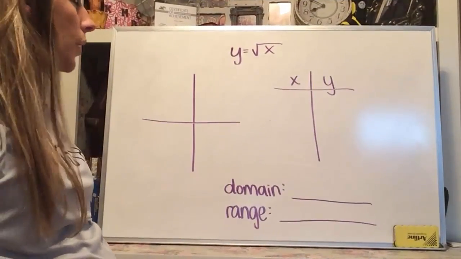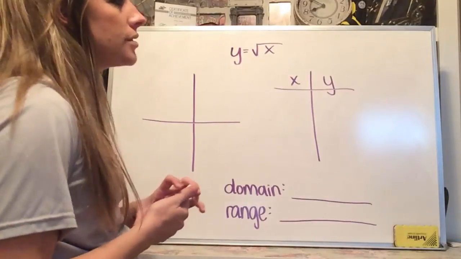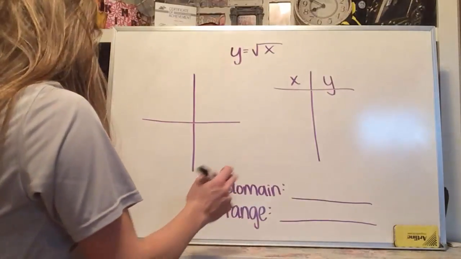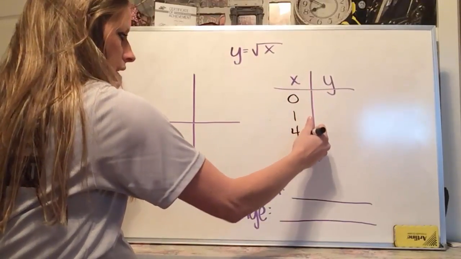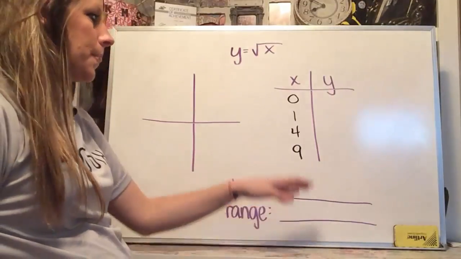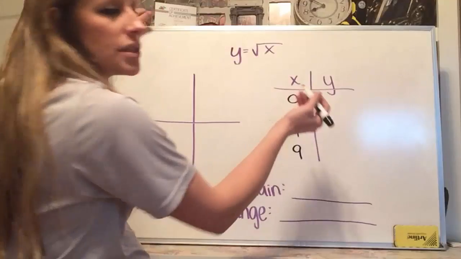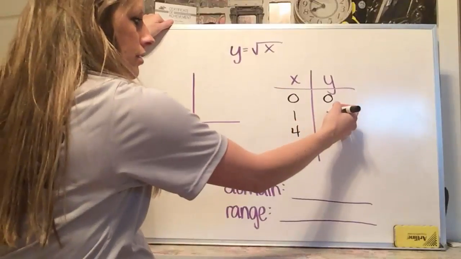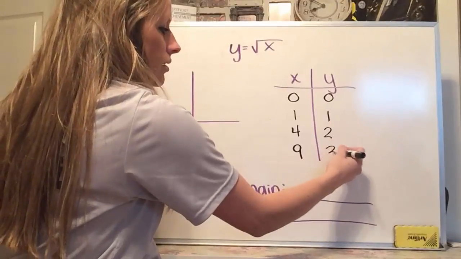Okay, on square root functions, we're going to start out with the parent function. So let's go to our table first. They already have the x values there for you, 0, 1, 4, and 9. We're going to plug those in and figure out what the y value would be. So if I have the square root of 0 on the first x value, what's the square root of 0? 0. Square root of 1 is 1. Square root of 4 is 2. Square root of 9 is 3.